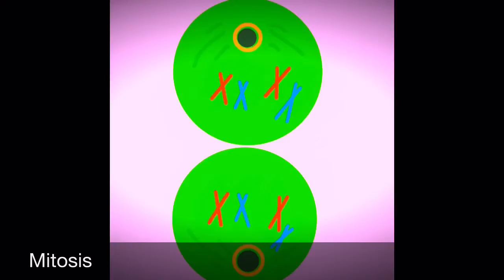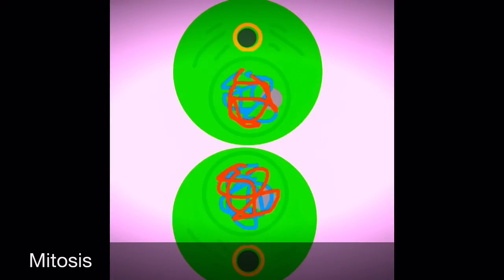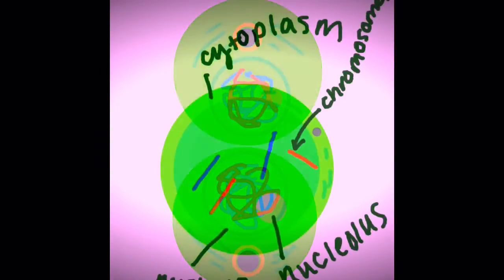The cell membrane begins to pinch at the center. Nuclear membranes form around the separated chromosomes. Mitosis completed. There are two cells with the same structure and number of chromosomes as the parent cell.